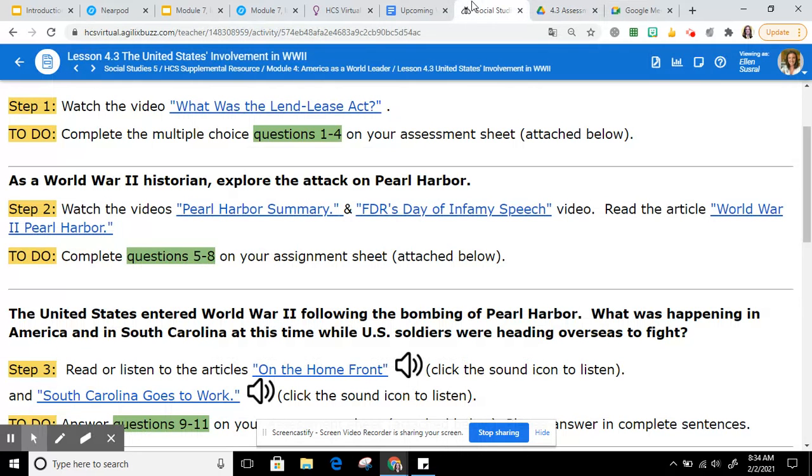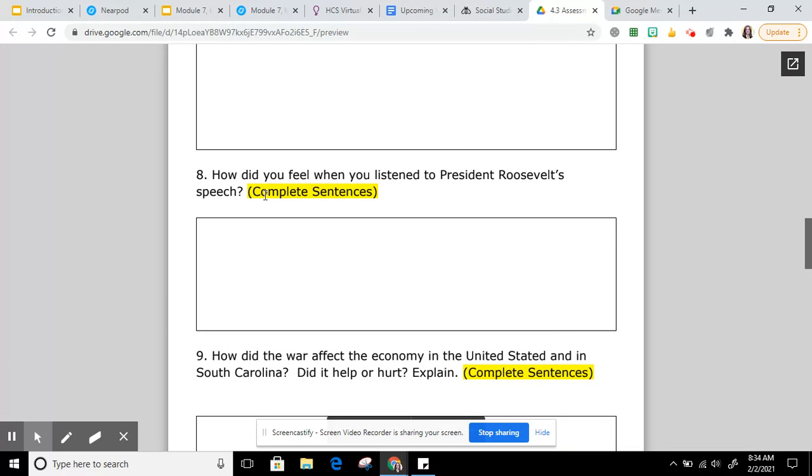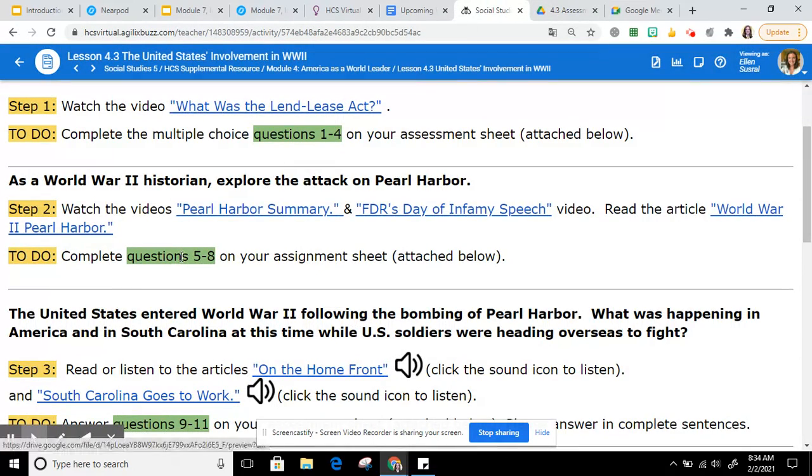And I think it said 5 through 8. So let's look at 8. How did you feel when you listened to President Roosevelt's speech? So after you listened to that speech, how did you feel? Okay, what did you feel about maybe the war? Okay, so that's 5 through 8 with step 2.